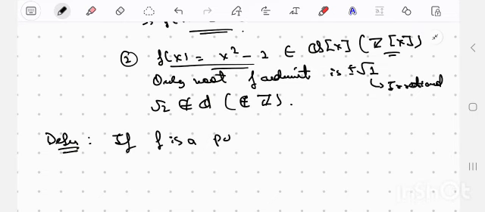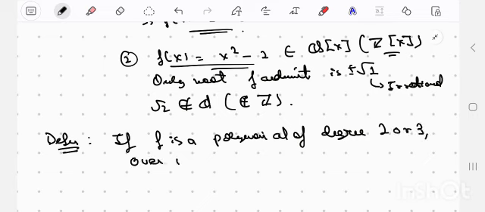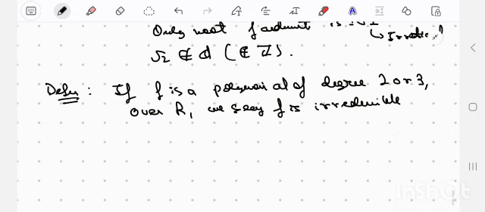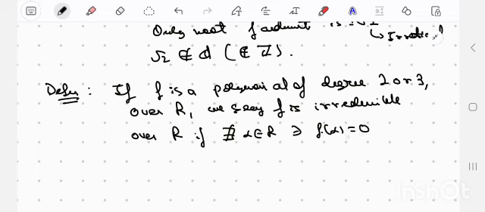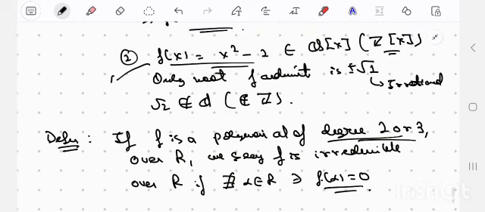In that case, this is also a definition: if f is a polynomial of degree 2 or 3 over some ring R, we say f is irreducible. We will have a stronger notion of irreducibility later. We say f is irreducible over R if there does not exist some alpha in R such that f of alpha is 0. This definition is applied only for degree 2 or degree 3 polynomials. Given a ring, f is irreducible over that ring if no element of that ring gets evaluated to 0 under f. But you can also treat this as a polynomial over R[x], where R is the real ring. In that case f admits a root, because root 2 is a real number. Getting my point?